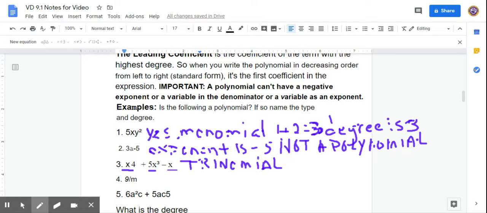The degree of x to the 4th is 4. The degree of 5x cubed is 3. And the degree of x is 1. The highest is 4. So the degree of this polynomial is 4. Next, 9 over m. Well, we can't have m, a variable, in the denominator, so not a polynomial.